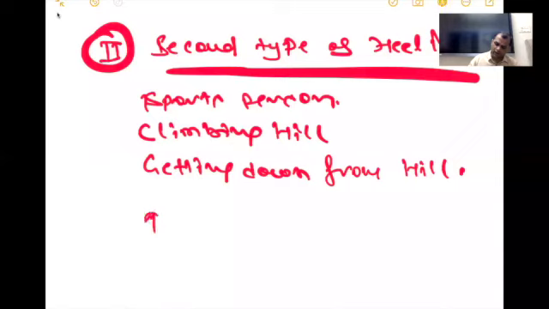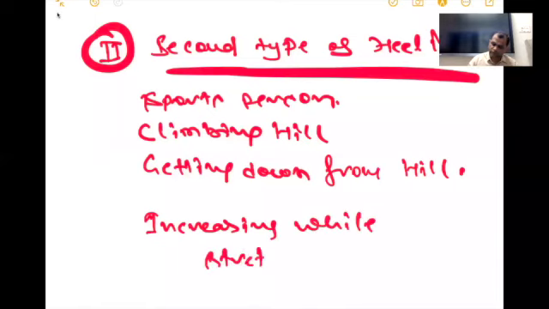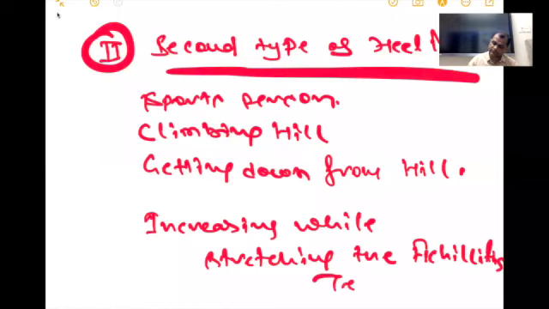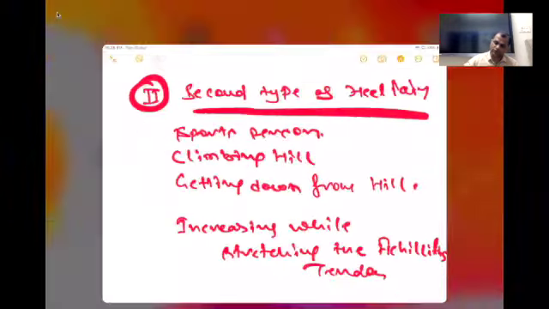and increasing while stretching the Achilles tendon. So let's see the location of the Achilles tendon.